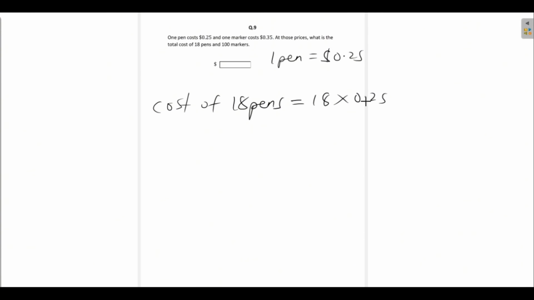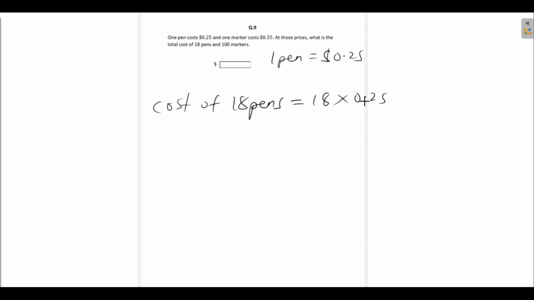Question 9 says that 1 pen cost 0.25, that's 25 cents, and then 1 marker costs 35 cents. Now, at those prices, what is the total cost of 18 pens and then 100 markers? So what we are going to do is that we are going to calculate the cost of buying 18 pens, right? We know that 1 pen cost how much? 0.25, that is 25 cents. So the cost of 18 pens is going to be 18 multiplying 0.25.